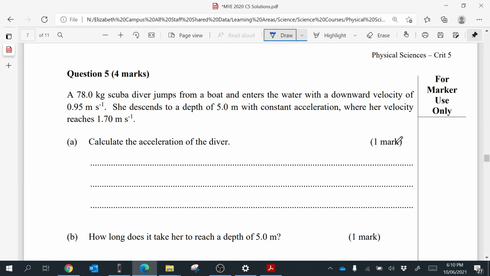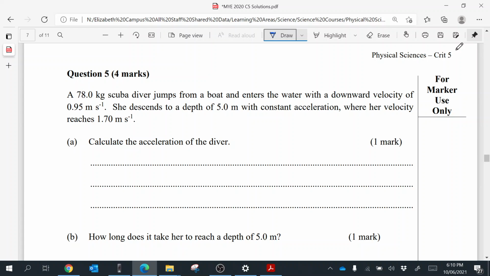Okay. It's a funny question, isn't it? Calculate the acceleration of the diver. She descends to a depth of 5 meters with constant acceleration. Oh, right. Calculate, and she reaches it there.